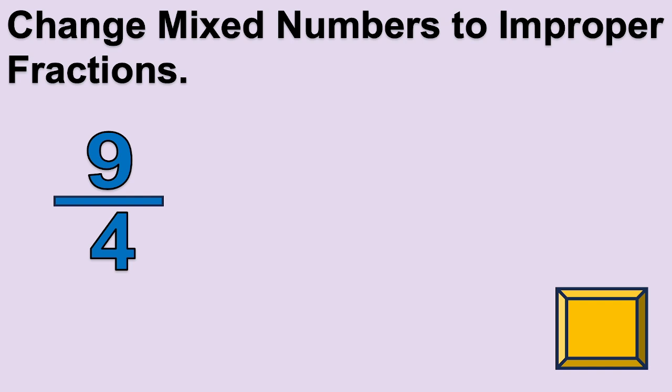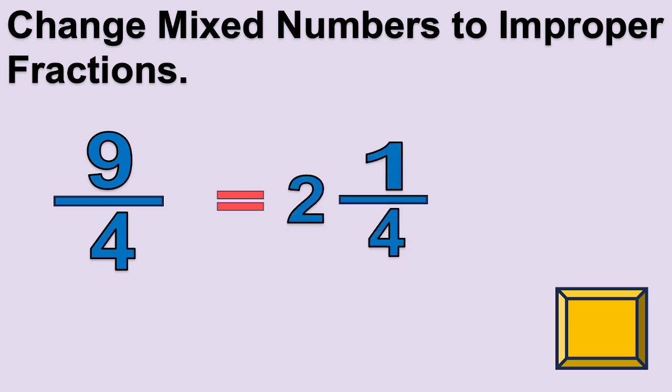Quiz time. Let's answer this. Change improper fractions to mixed numbers. You only have 5 seconds to answer. 9/4. Start now. Time's up. The answer is 2 and 1/4.